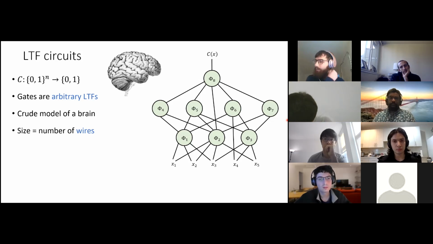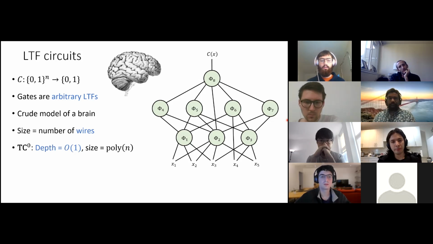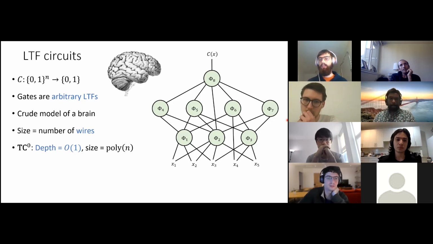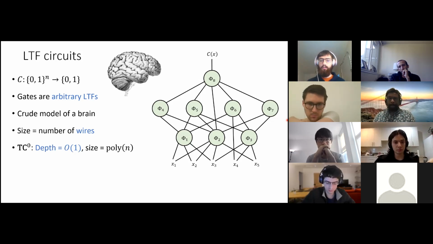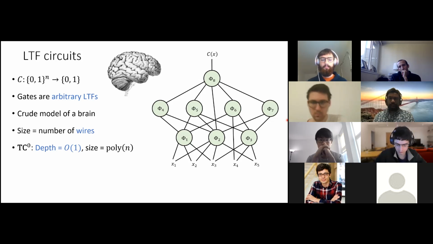Now, the complexity measure that we're going to consider is the number of wires in the circuit. So that'll be what we mean by the size of the circuit. We're counting wires. We're not counting gates. So TC0 is constant depth polynomial size threshold circuits, LTF circuits. So it's analogous to AC0. We just changed what type of gates are allowed. And of course, these gates have unbounded fan-in, just like AC0.